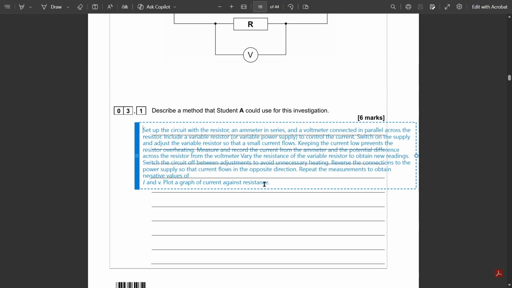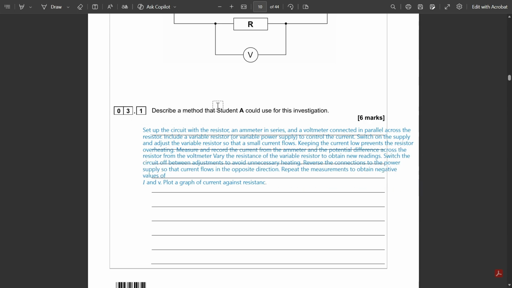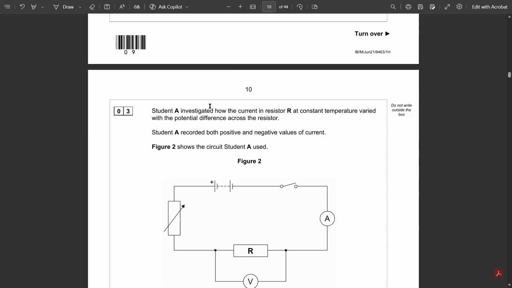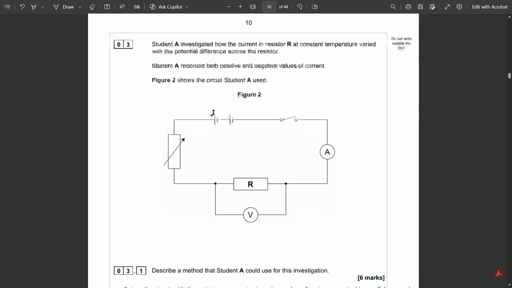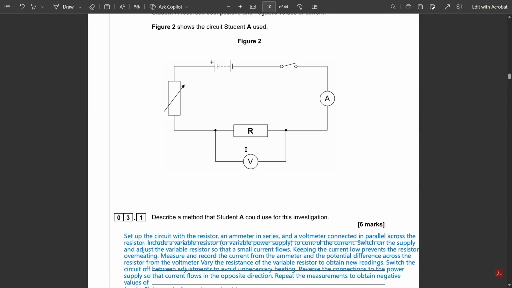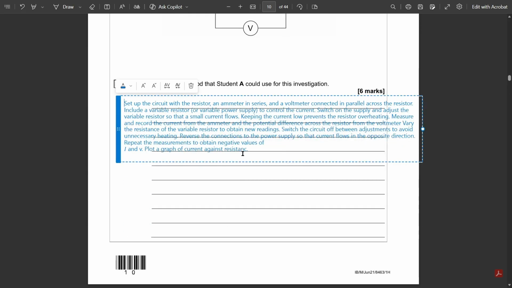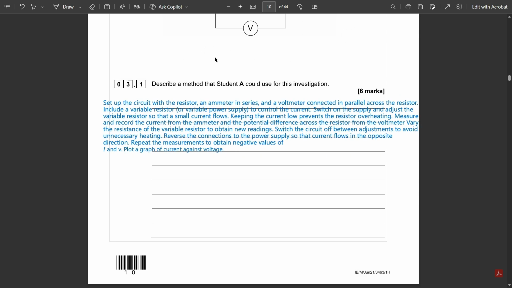That's meant to be current against voltage. Plot a graph of current against voltage. So you plot a graph of current against voltage for all the different readings, and then you should realize it's an ohmic conductor.